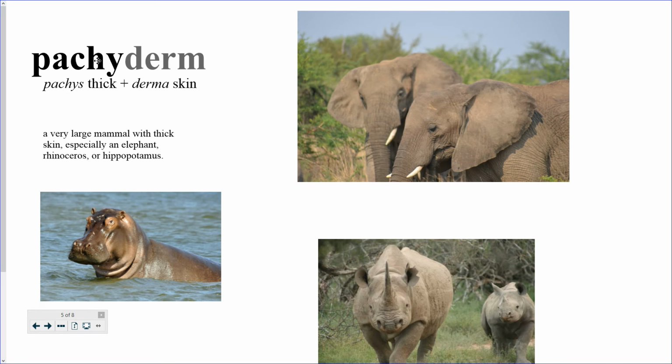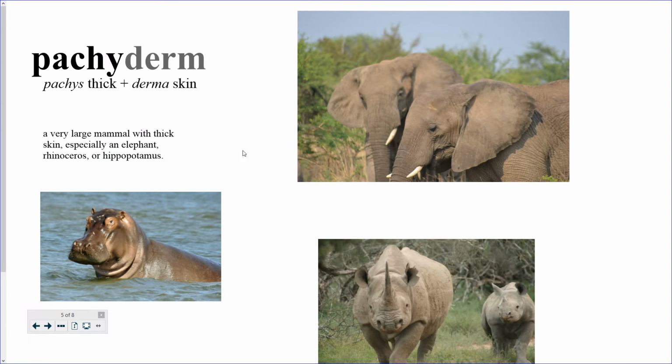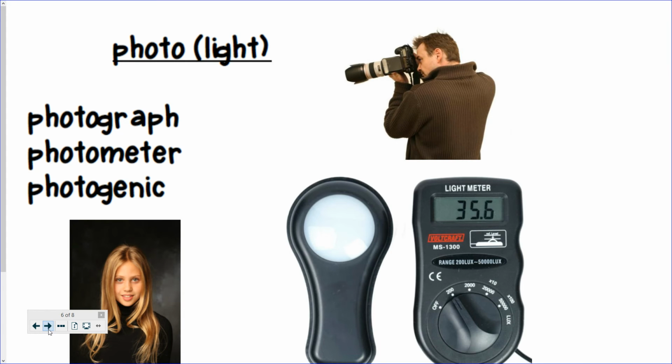Another one is pachyderm. Derm again means skin. Pachy means thick. So thick-skinned animals, very large mammals with thick skin, especially like elephants here have thick skin, rhinos and hippos all have thick skin. So pachyderm just means in Latin thick-skinned mammals.